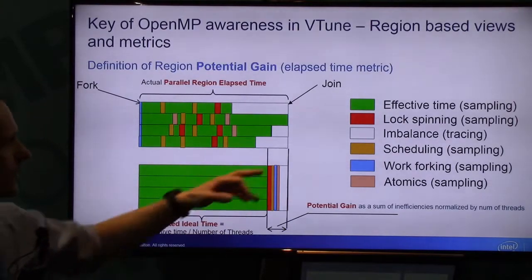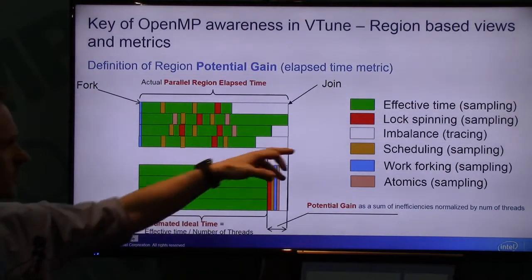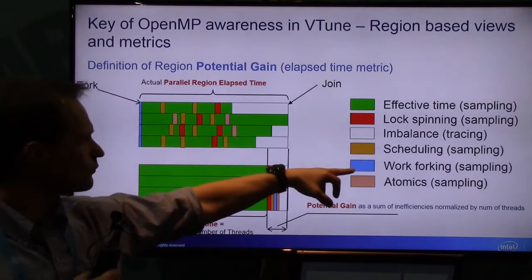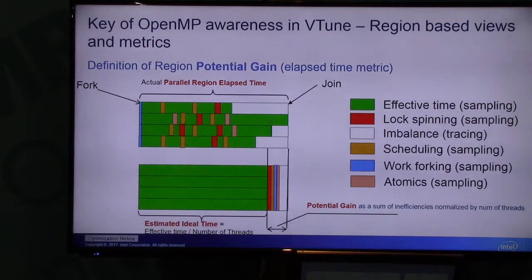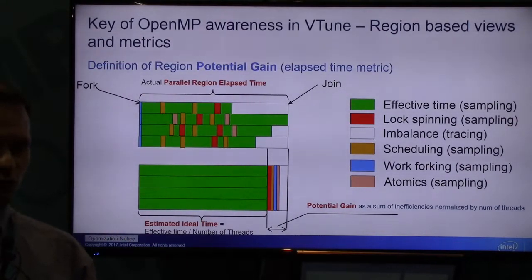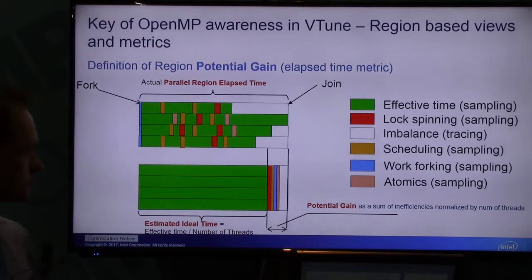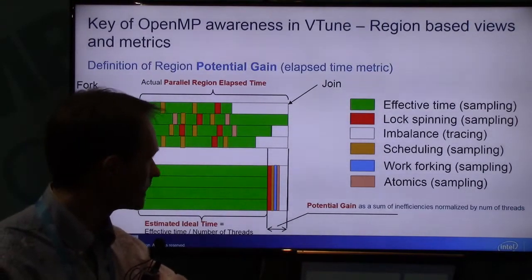For example, if you have scheduling, you might play with chunking to make iterations more coarse grain and eliminate scheduling overhead. If you do a lot of work forking, then you probably need to look at moving from parallel regions to work sharing constructs, from OpenMP parallel for to OMP parallel and inside OMP for constructs, and so on.